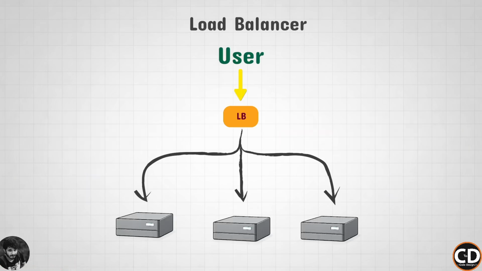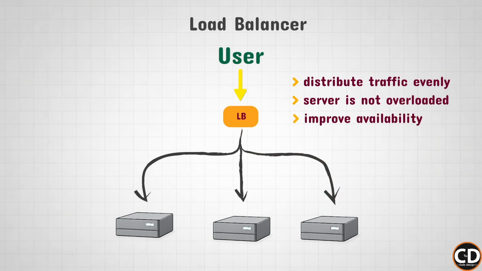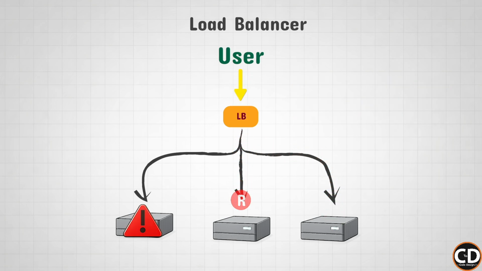A load balancer sits in front of all your servers. Whenever a user sends a request, the load balancer decides which server should handle that request. Its job is to distribute traffic evenly, make sure no single server is overloaded, and improve availability. So even if one server goes down, the load balancer simply stops sending traffic to it and the application keeps running. This is a very important building block in system design.